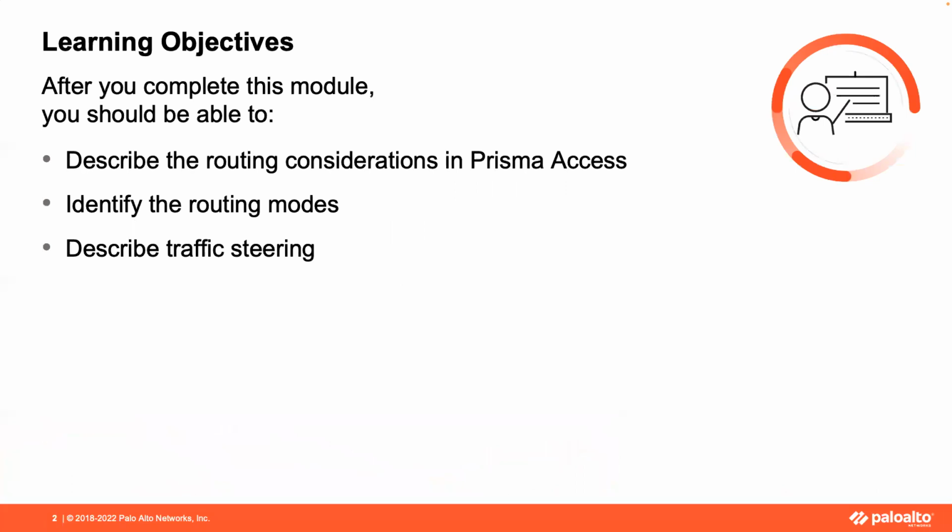We're going to talk about all of these things and how this affects your Prisma Access deployment. We're going to talk about all of the ideas of integrating with BGP and static routing and all of the routing meshing that we do in the background, and also talk about how you can make exceptions of that with traffic steering rules.